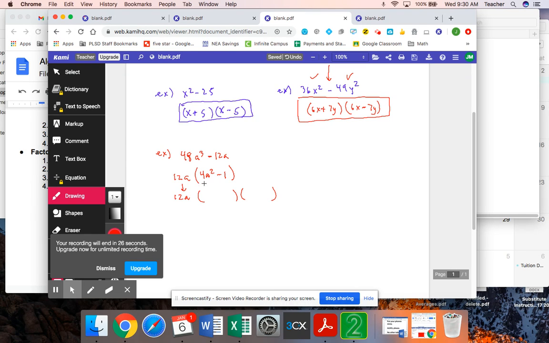The square root of 4a squared is just 2a. Write that in two places. The square root of 1 is just 1. And since it's the difference of two squares, one's plus, one's minus. Altogether, this is the factored form of this binomial. Difference of two squares.